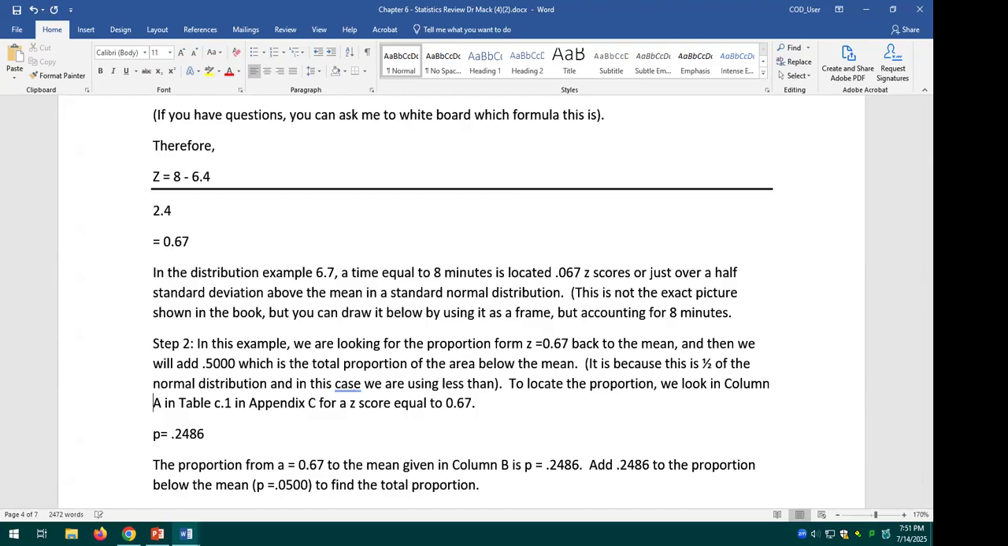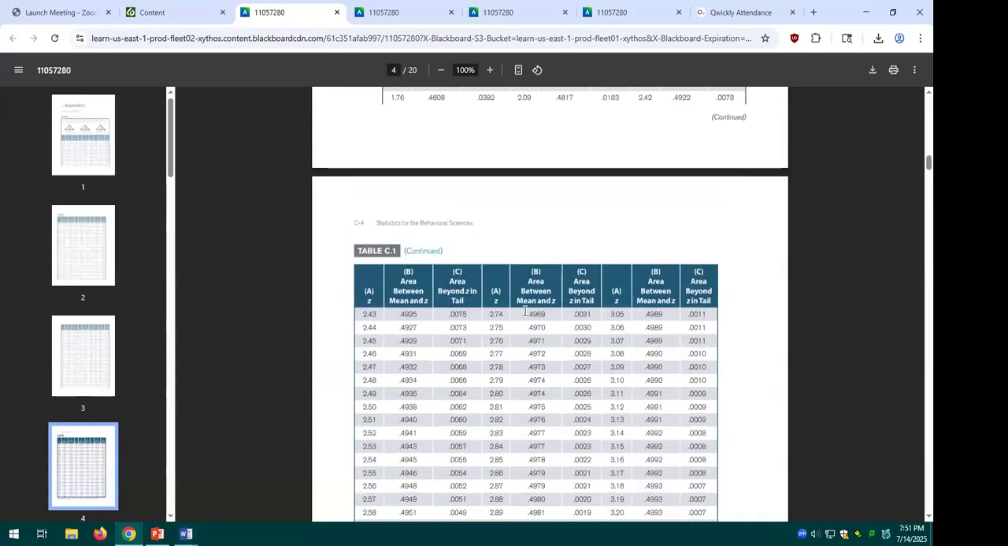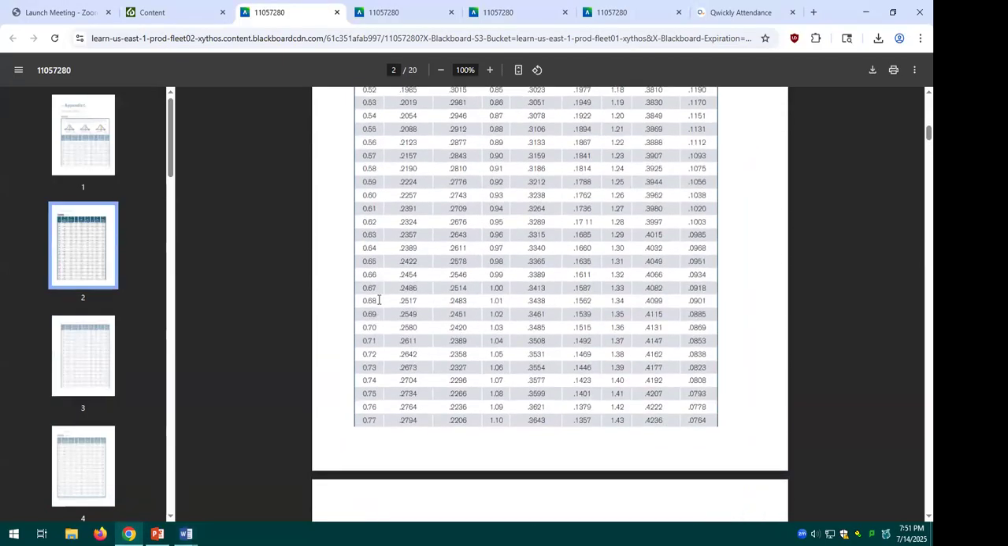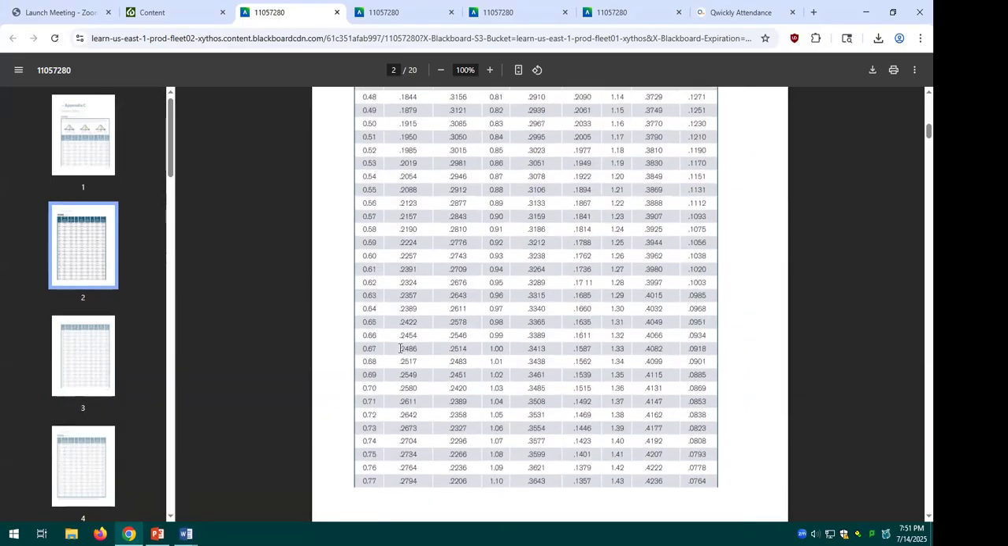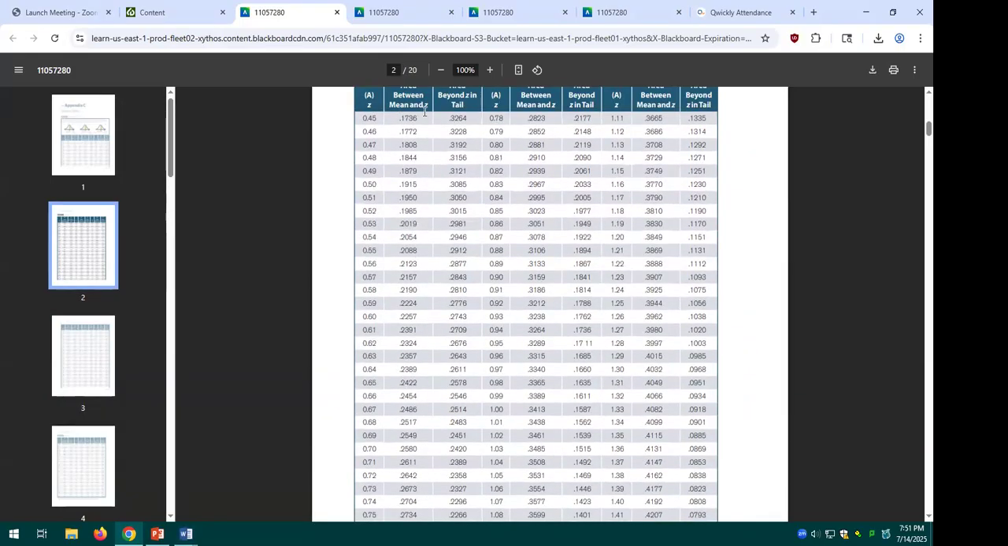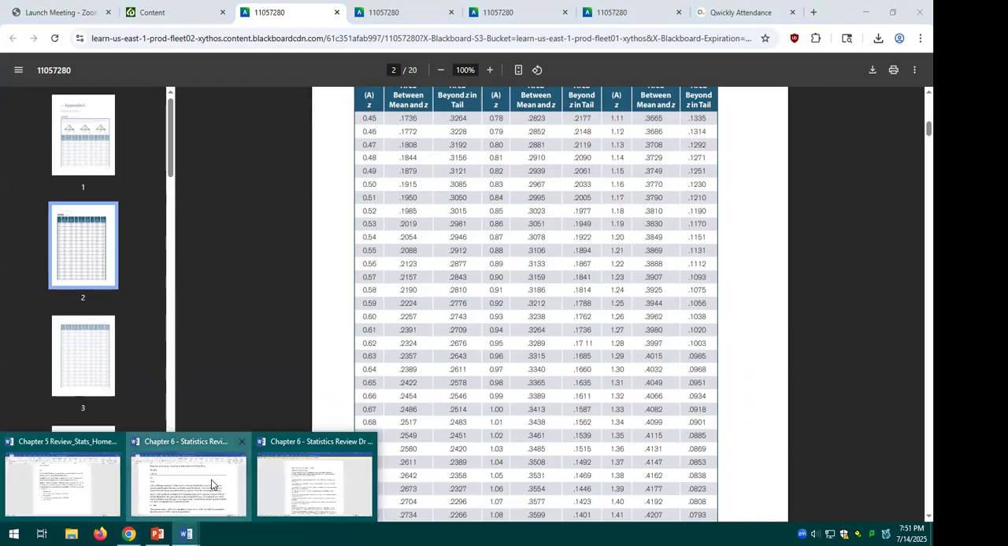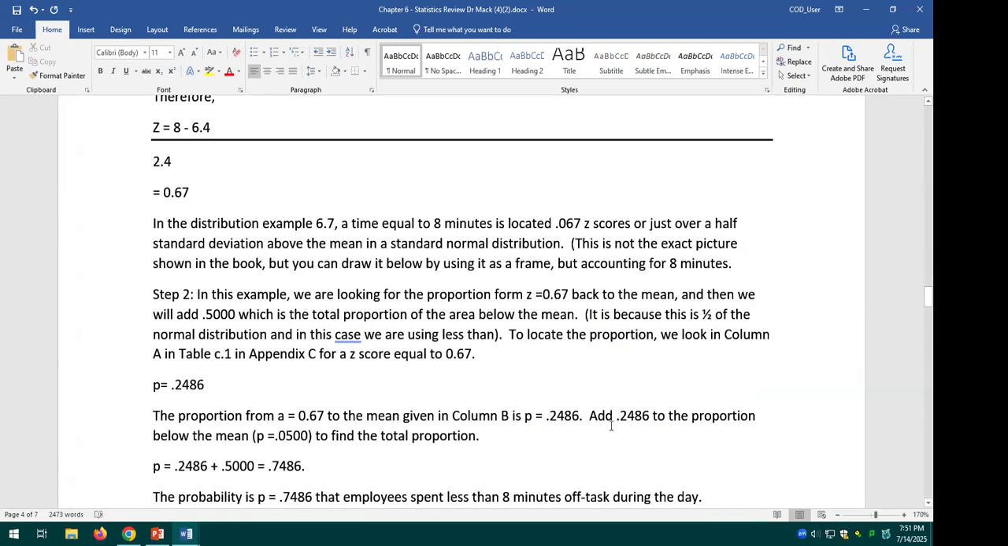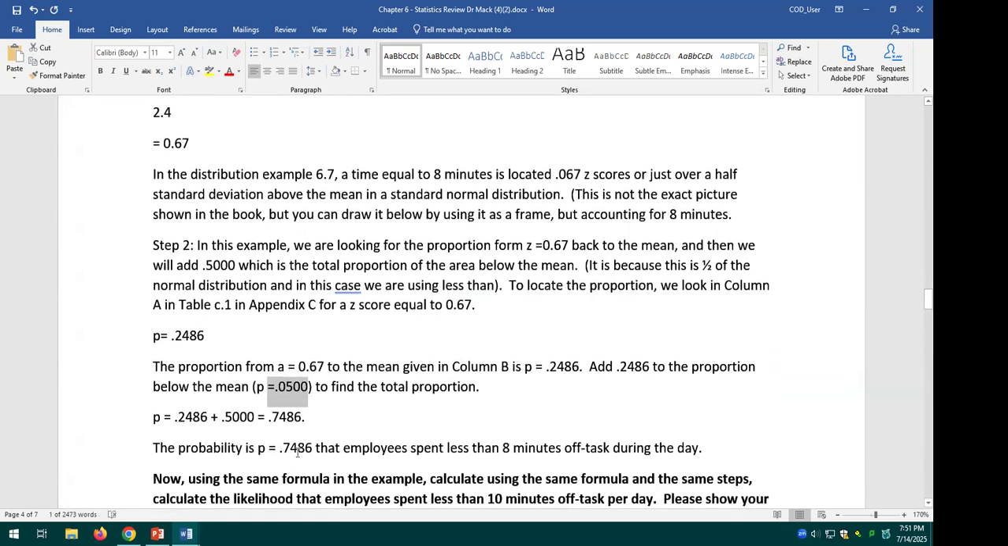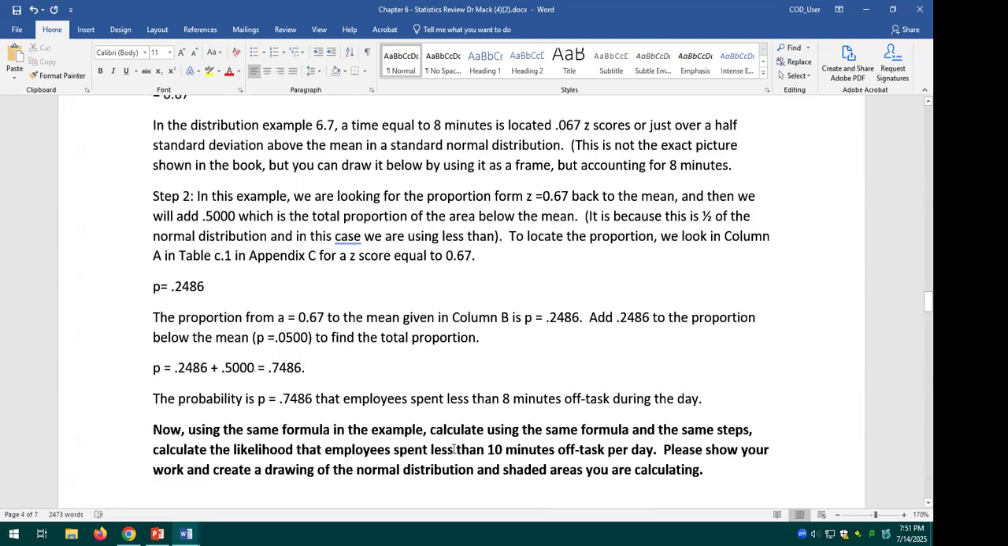To look at the proportion, we're looking in Appendix C for a Z score equal to 0.67. If we look up the Z score 0.67, it's 0.2486, because we're looking for between the mean and the Z for this scenario. So we're going to add that to the other half of the distribution. The probability is now 0.7486, or almost 75%, that employees spent less than 8 minutes off task during the day, which means the funny jokes to offset the monotony of calls were actually working, mathematically speaking. Does that make sense?